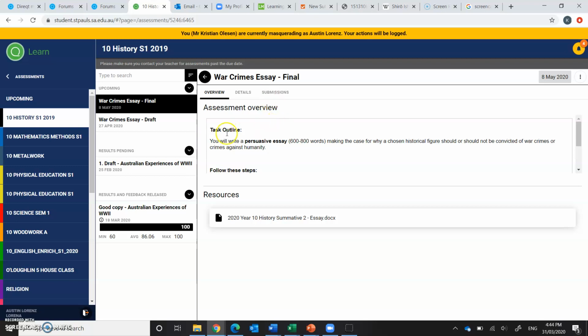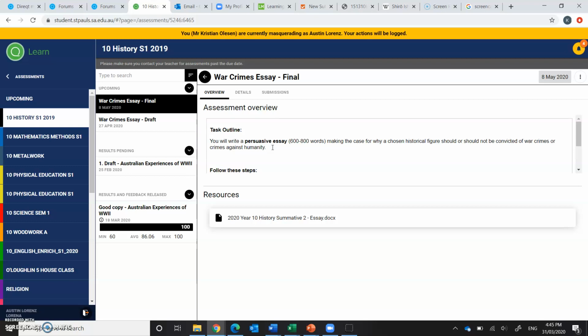What are you doing for the assessment? Well, the task outline is here. It's very simple. You're going to write a persuasive essay of between 600 and 800 words, making an argument for why a particular historical figure should or should not be convicted of war crimes or crimes against humanity.